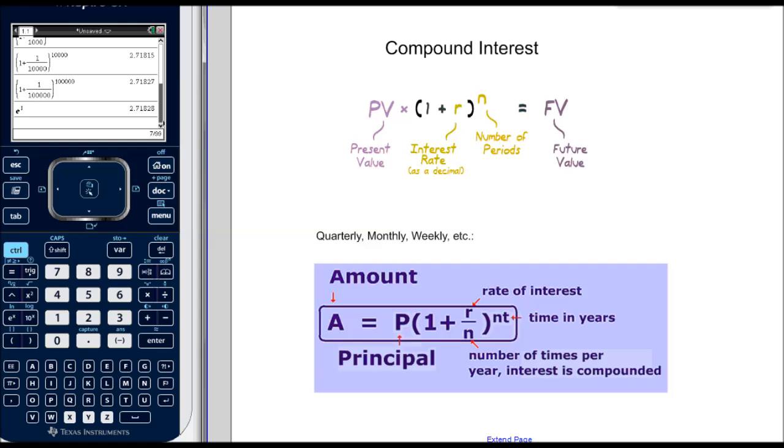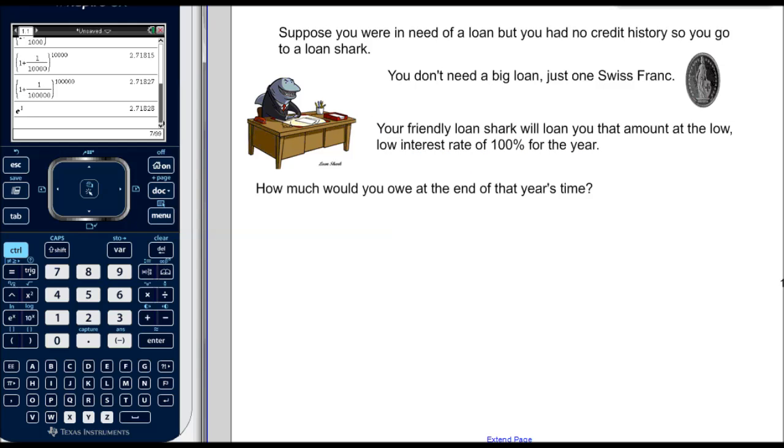Okay, another way to look at it, and more specifically, this is what we're going to use for the following examples, is the principal, which is what you start with, times 1 plus the fraction of rate as a decimal, again, divided by the number of times per year the interest is compounded, which is n. And then that's all to the power of n, the number of times it's compounded, times t, the time in years. Okay, and then that's how we get our amount.